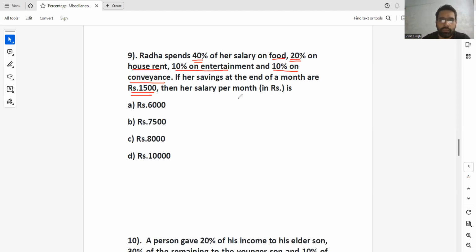Now, here we will assume Radha's salary is 100x. She spent 40% on food. 40% of 100x is equal to 40x. 20% on house rent means 20x. 10% on entertainment, 10x. 10% on convenience, 10x.